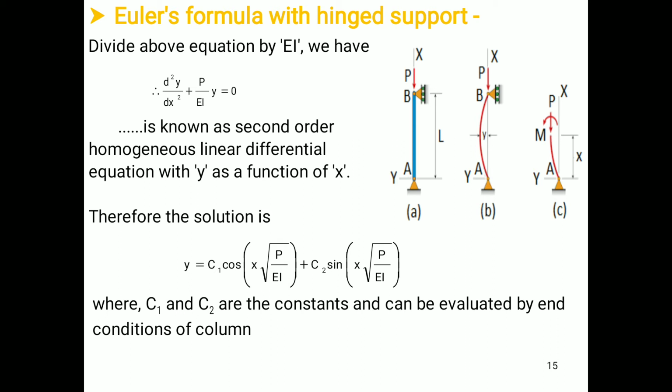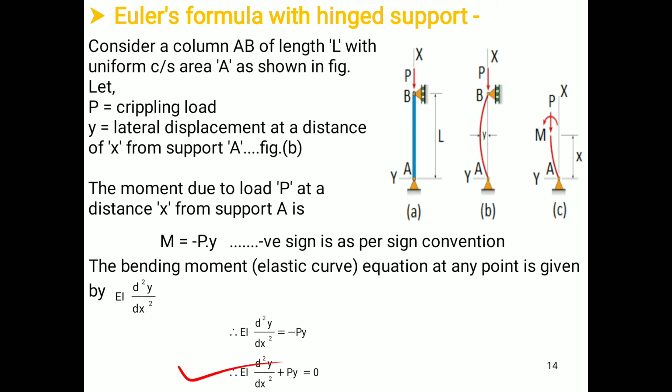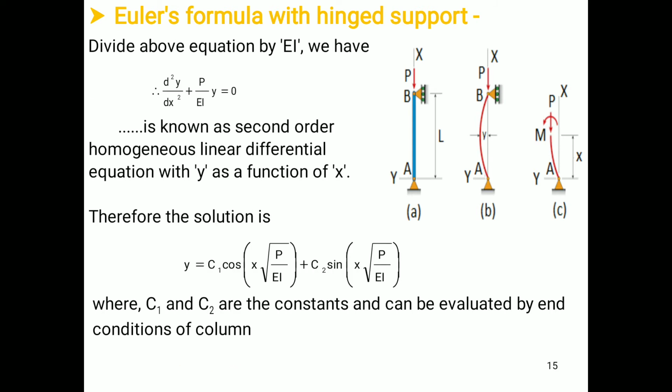Okay, this equation we have obtained after dividing by EI. This equation is known as a second order homogeneous linear differential equation with y as a function of x. So remember that the equation we have right now is a second order homogeneous linear differential equation where y is a function of x, so the values of y and x are related to each other.